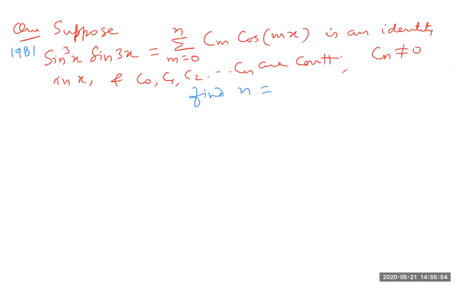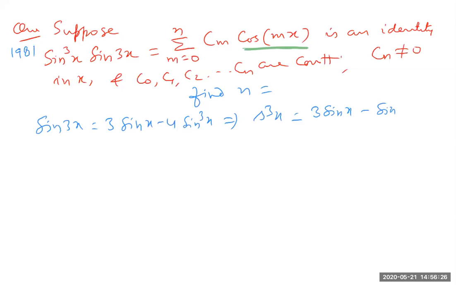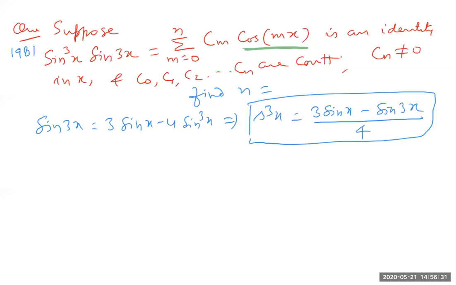See here, the important thing is what you have to concentrate on. This is cos mx. That means this square, cube, etc. you have to remove. So first of all, you can use here sine 3x is equal to 3 sine x minus 4 sine cube x. So this implies sine cube x is equal to 3 sine x minus sine 3x upon 4. This you can use so that these powers will be removed.